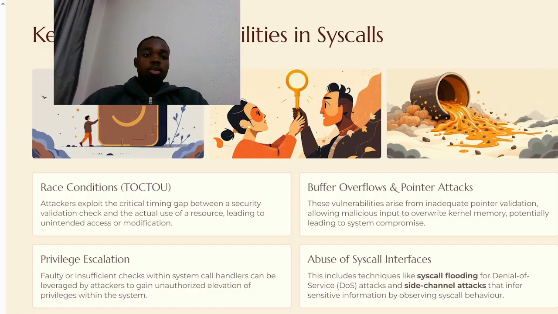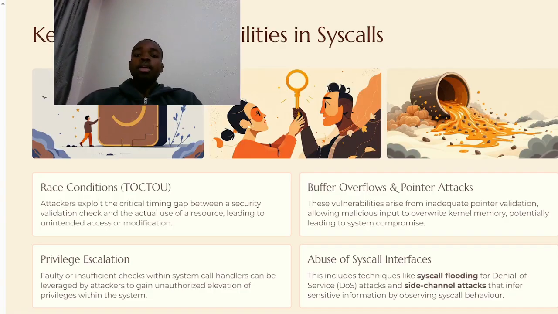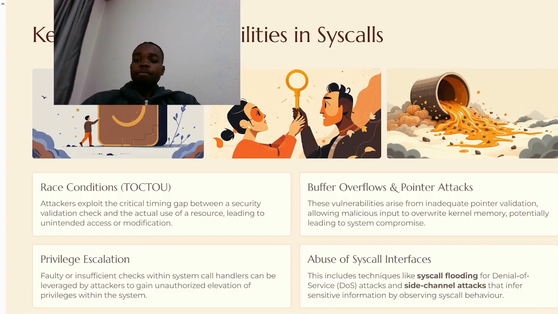Key security vulnerabilities in system calls. Race condition, TOCTOU. An attacker exploits the critical time gap between the security validation check and the actual use of the resource, leading to unintended access or modification. Buffer overflows and pointer attacks. This vulnerability arises from inadequate pointer validation and allows malicious input to overwrite kernel memory, potentially leading to system compromise. Privilege escalation. A flaw or inefficiency within a system call handler can be leveraged by an attacker to gain unauthorized elevation of privilege within the system.